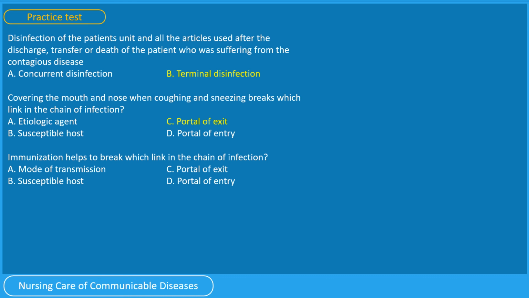Immunization helps to break which link in the chain of infection? Is it A, mode of transmission, B, susceptible host, C, portal of exit, or D, portal of entry? You have 5 seconds. The answer here is B, susceptible host. And for the final question, the destruction of all microorganisms, including spores and viruses, is referred to as A, disinfection, or B, sterilization. You have 5 seconds. And the correct answer is B, sterilization.